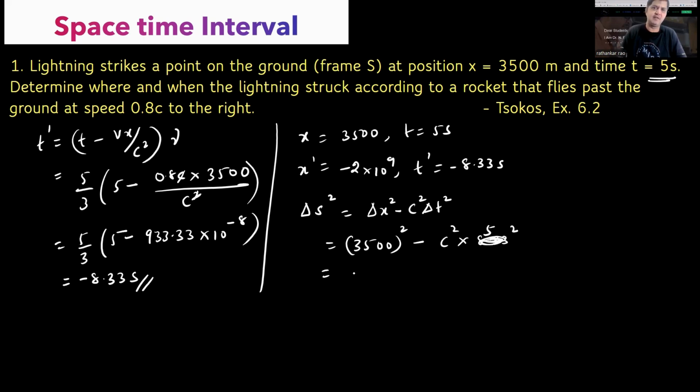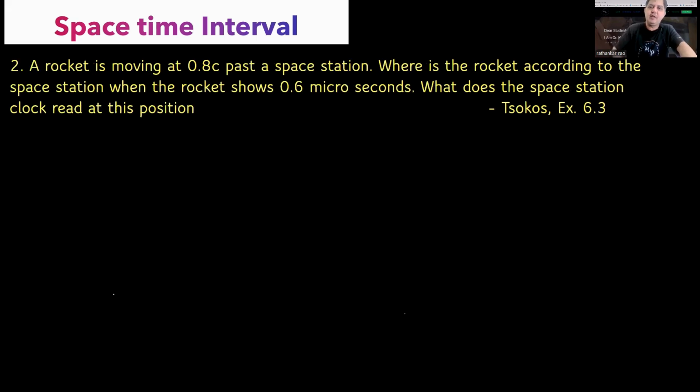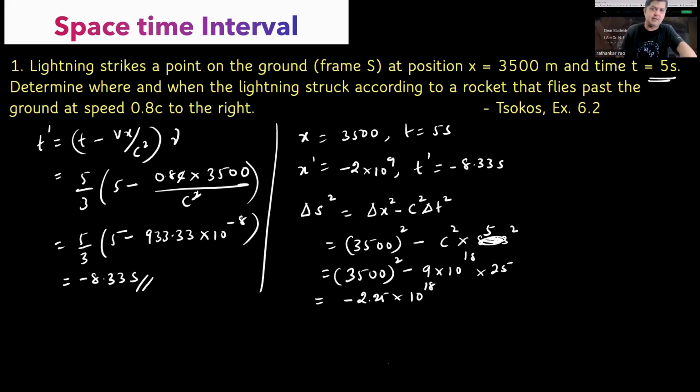When I do this, what do I get? This should be 3500 the whole square minus, c is 3 into 10 power 9, which will be 9 into 10 power 18 multiplied by 5 square is 25. Minus 2.25 into 10 to the power of 18. Okay, don't worry about the units. We'll just write like this over here.